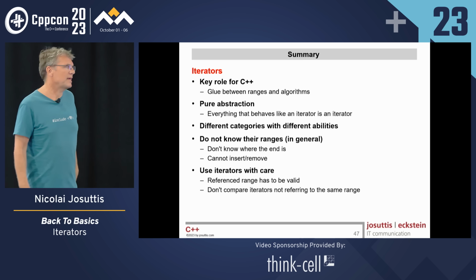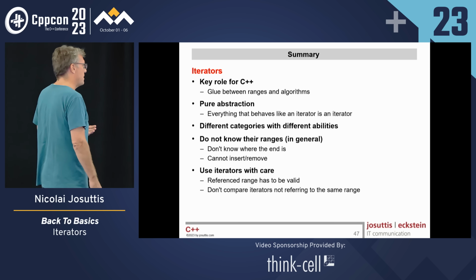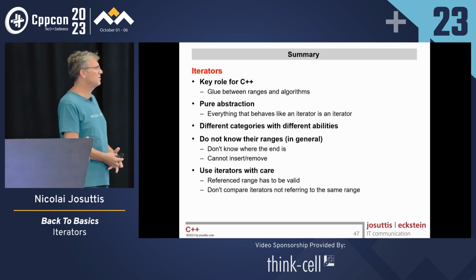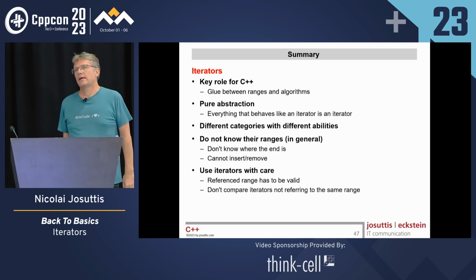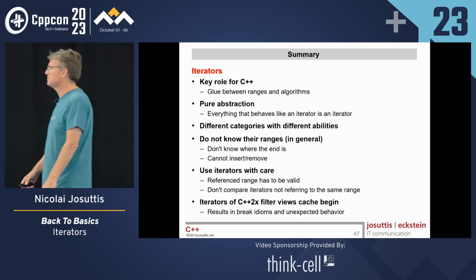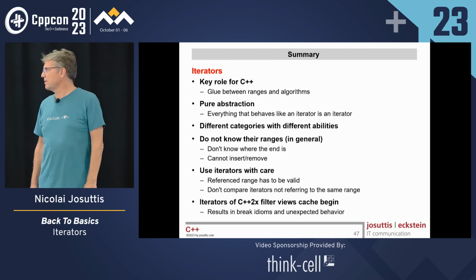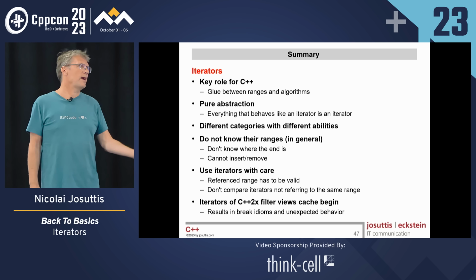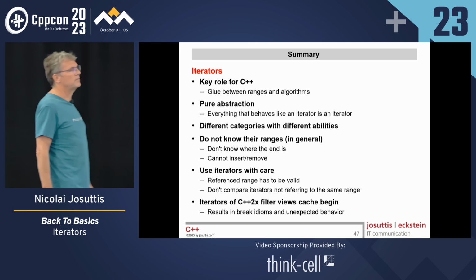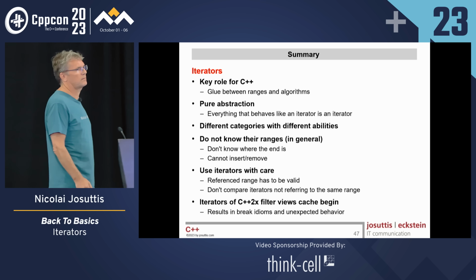Use iterators with care because they have reference semantics. They refer to something. That something still has to exist. And if you compare two iterators, they should refer to the same range. And iterators of C++2x filters and other views cache, which has some interesting consequences.